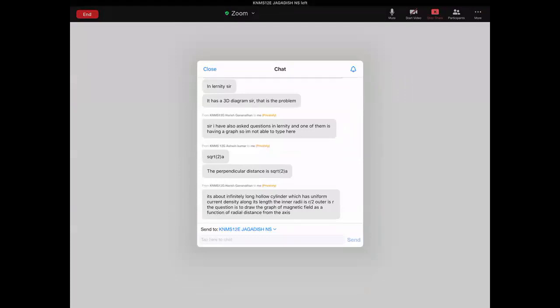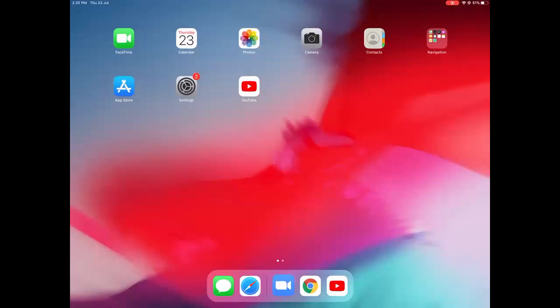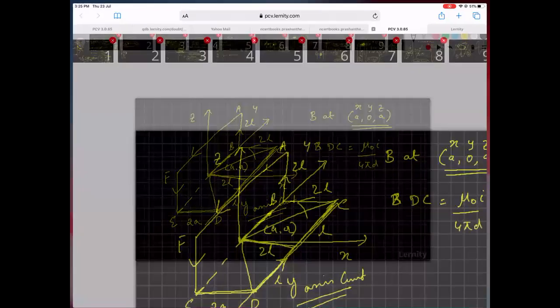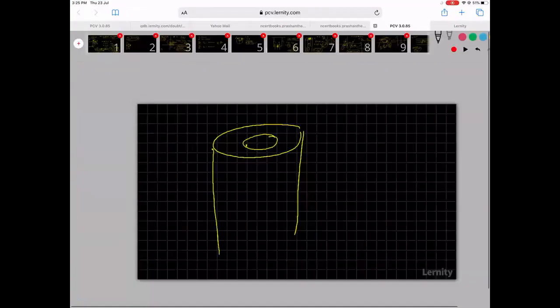It's about an infinitely long hollow cylinder which has a uniform current density along its length, inner radius r by 2, outer radius r. The question is to draw the graph of B as a function of the radial distance from the axis. Okay. Harish, that problem is relatively easy. So you have one cylinder like this. You have a cylinder inside it. It's a coaxial thing. So here there will be no magnetic field.